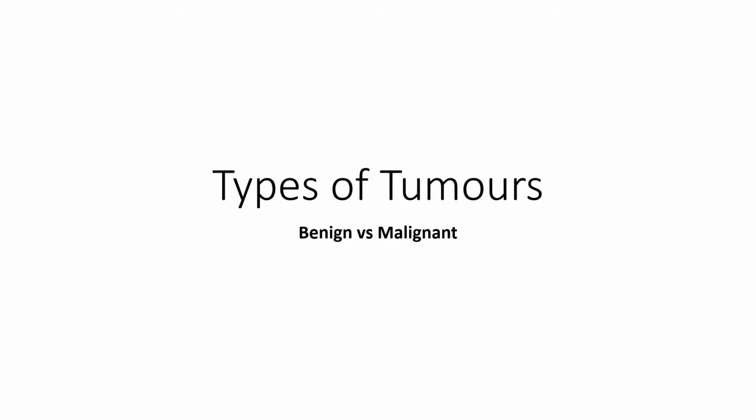There are 2 main types of tumors you need to be aware of. Remember, cancer cells are cells that are uncontrollably dividing, and groups of cells that are cancer cells are referred to as tumors. And there are 2 types, benign and malignant.